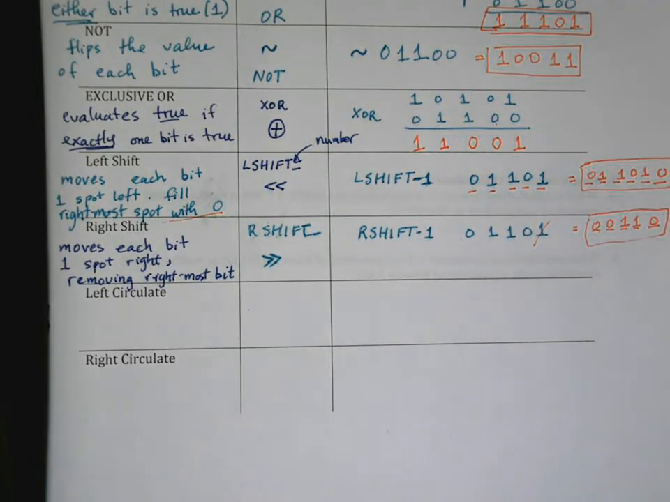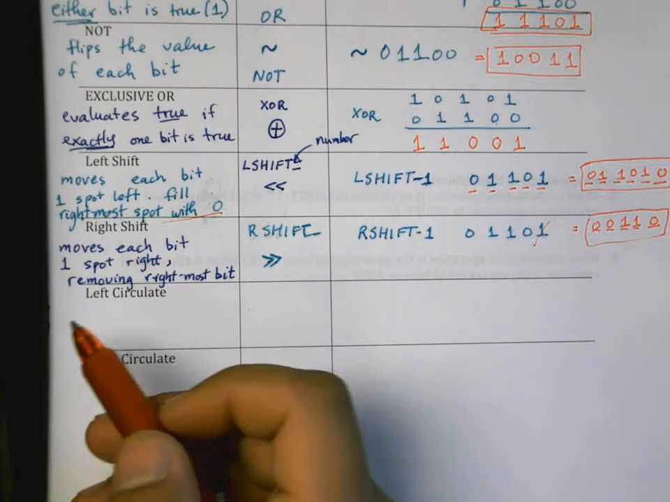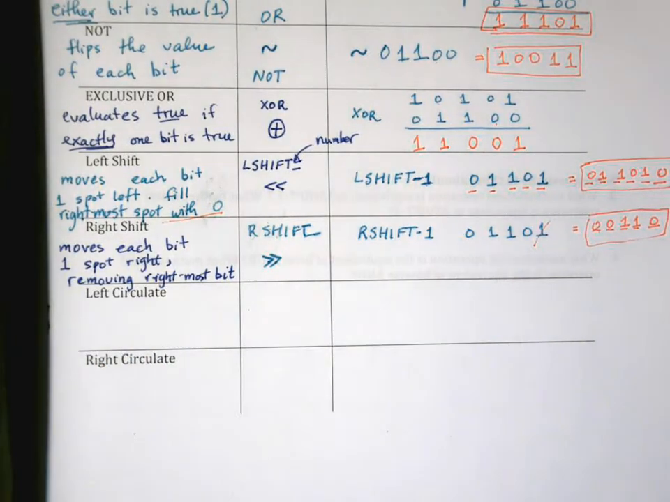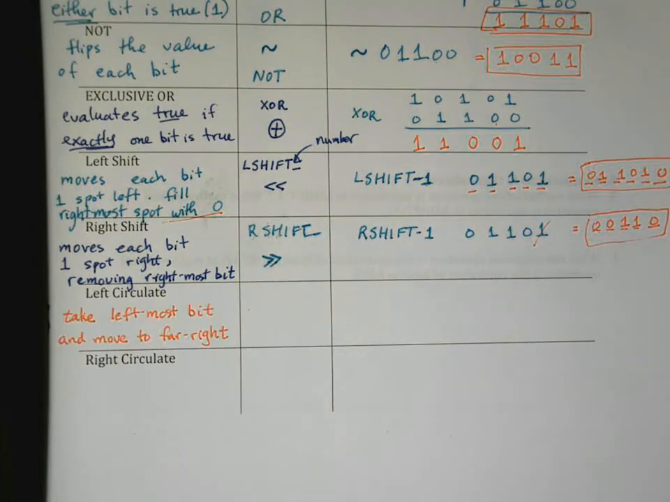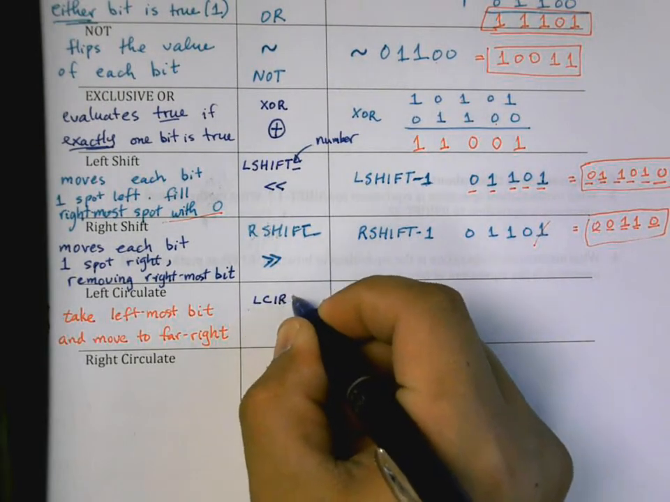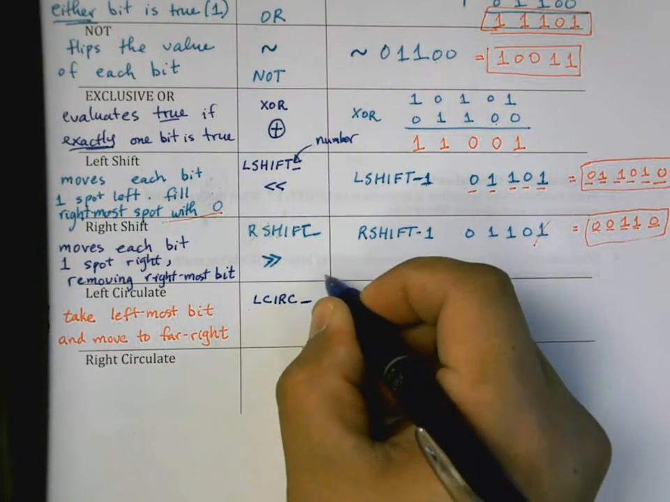So the circulate operators are very interesting. This left circulate basically means to take the leftmost bit and move it to the far right. Okay, so take the far left bit and move it to the far right. And the symbols that are typically used for this is, well, L circ, and then usually some number that follows in here as well.